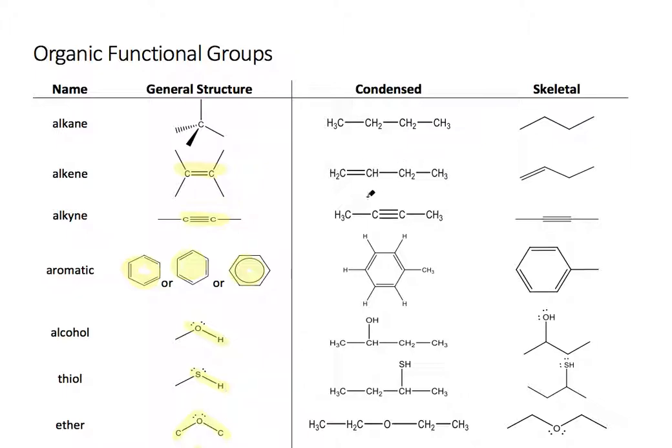If you saw a molecule like this, you'd be asked, what is the functional group in this molecule? You could say, oh, I see this double bond C. That is an alkene. Okay, and you can use the chart to do that.